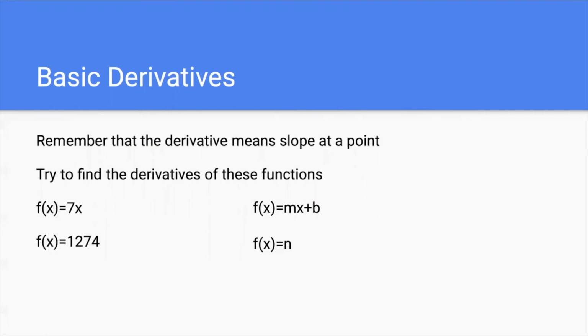All right, so the answer: since derivative means slope at a point, and these are all linear functions, for f of x equals 7x, the slope is just always equal to 7. So f prime of x equals 7. And for these last two, they're just horizontal lines with a slope of 0. So f prime of x equals 0. And for this function, the slope is m. So f prime of x is equal to m.